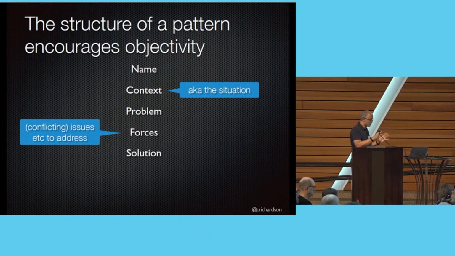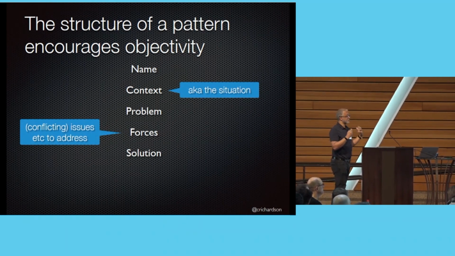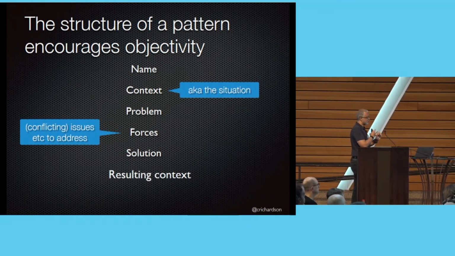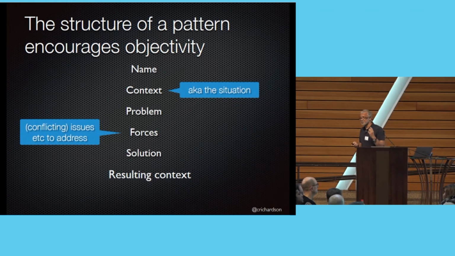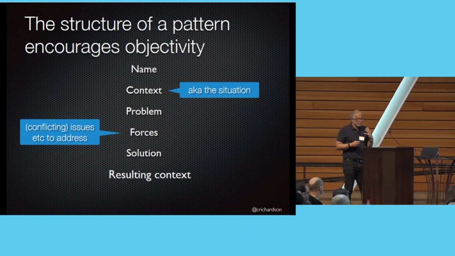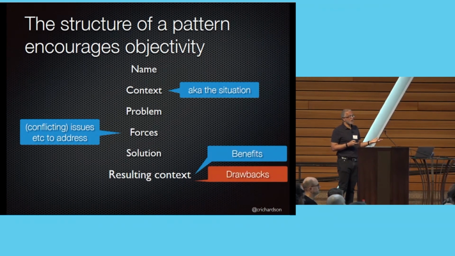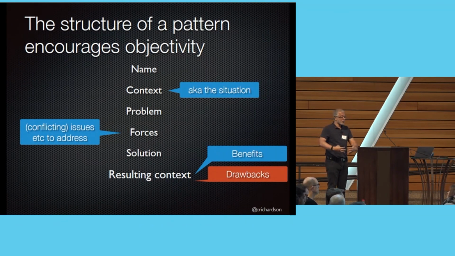So that's pretty good. It's saying we're trying to solve a problem within a particular context, and here's the solution for it. But really the power of patterns, and the reason why patterns force objectivity, is because of the next two sections, namely the resulting context. The resulting context describes the benefits, which is what we always tend to talk about, right? Such and such is awesome, it rocks, and so on. But when you're describing something as a pattern, you have to describe the drawbacks as well. What are the problems with this approach?